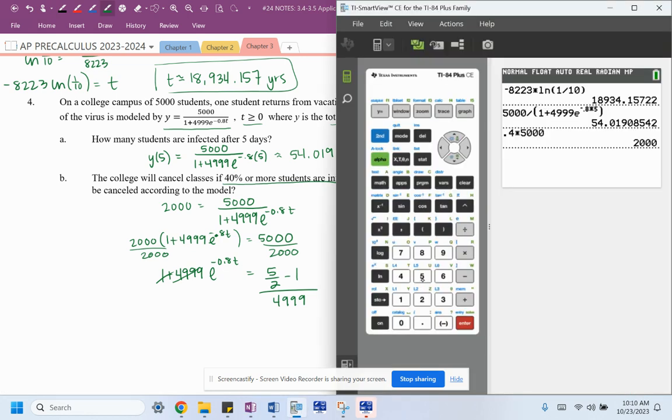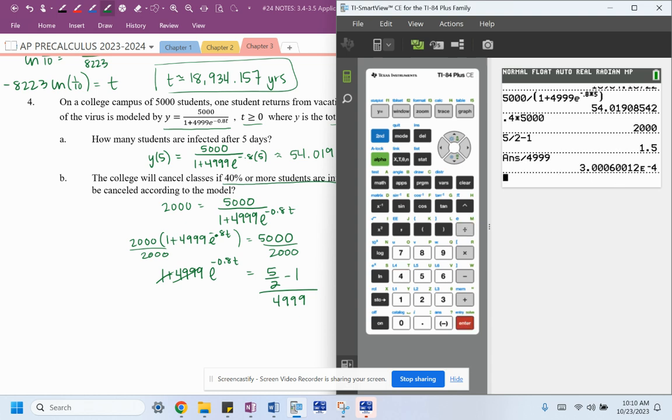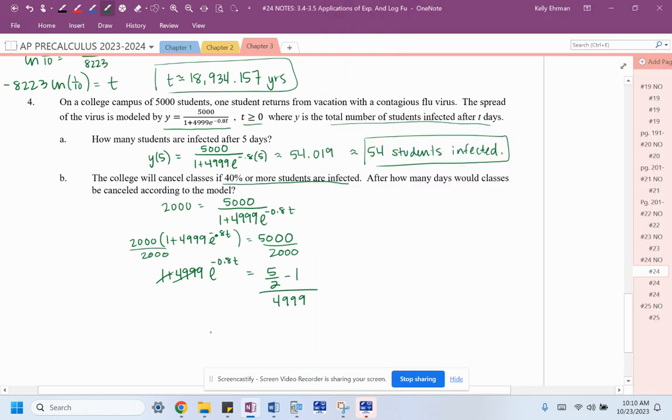Let's just see what this is. 5 over 2 minus 1 divided by 4,999. It's not going to be pretty. So you can do that on your calculator screen if you want, but just leave it like this. Don't round it to 3 times 10 to the negative 4th. Leave it like that. I'm going to natural log both sides. So negative 0.8t is equal to the natural log of all of this. I don't want to have this fraction in here, so let's see. 5 over 2 minus 2 over 2 is 3 over 2.